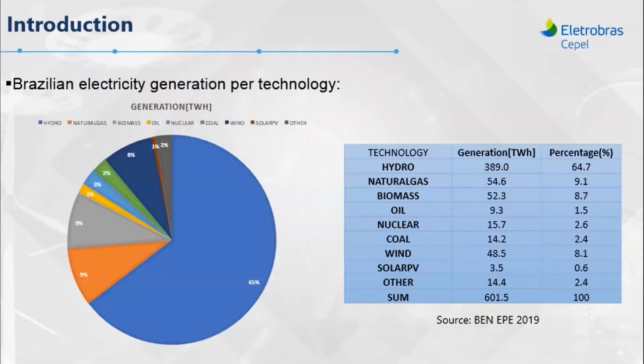This is a chart of Brazilian electricity generation per technology. So we can see the predominance of the hydro source with almost 65% of all electricity and important participation of wind power source.